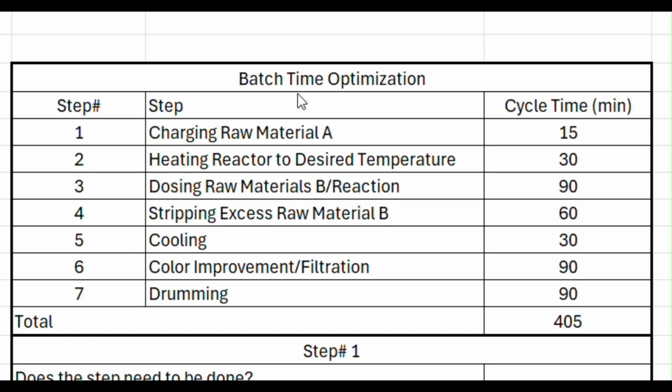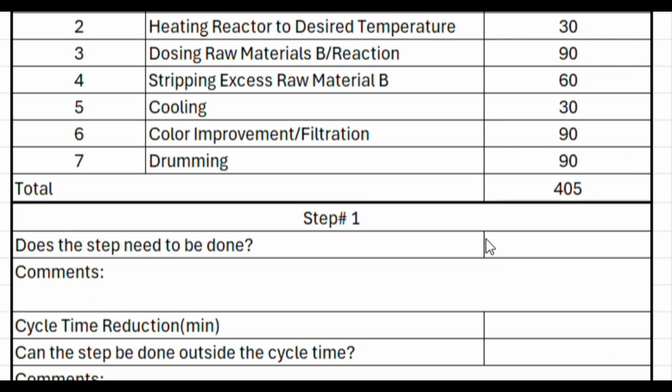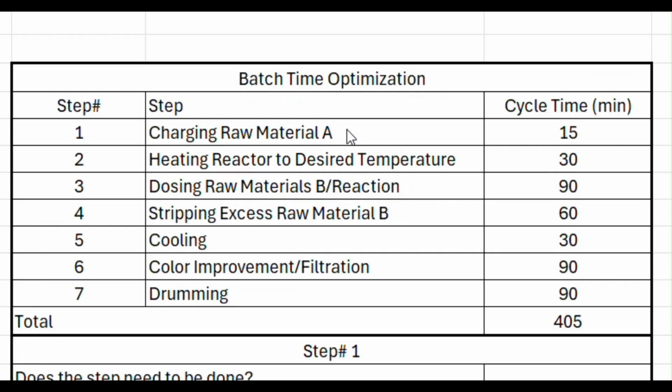So I created an Excel file to capture my ideas and quantify what would be the throughput increase. So I have the steps with the time. So the total is like 405 minutes. And now I'm going to ask myself the 4 questions for each step.